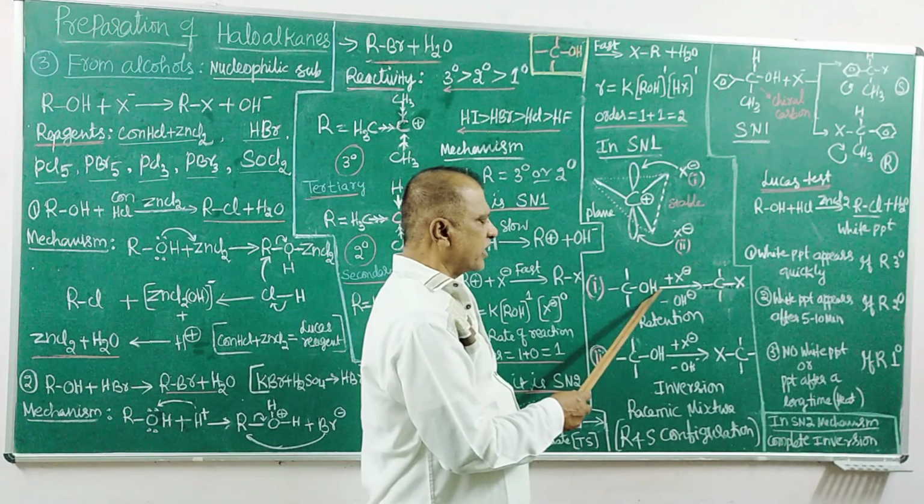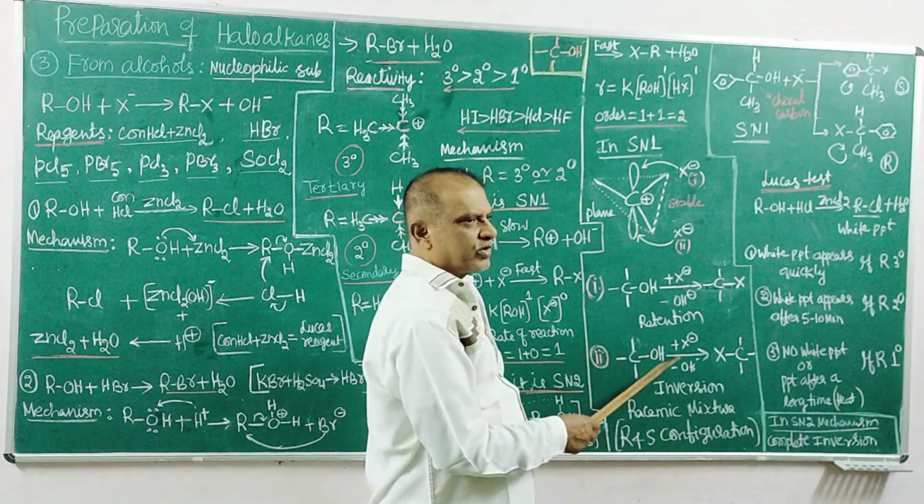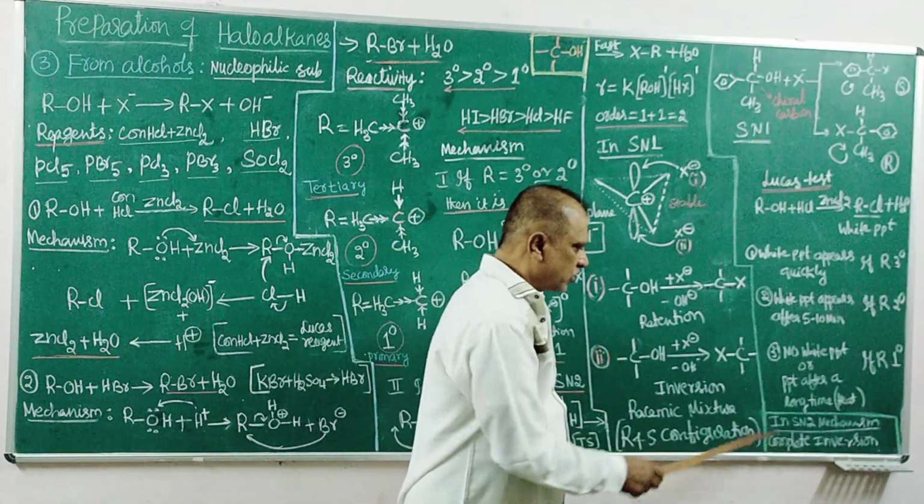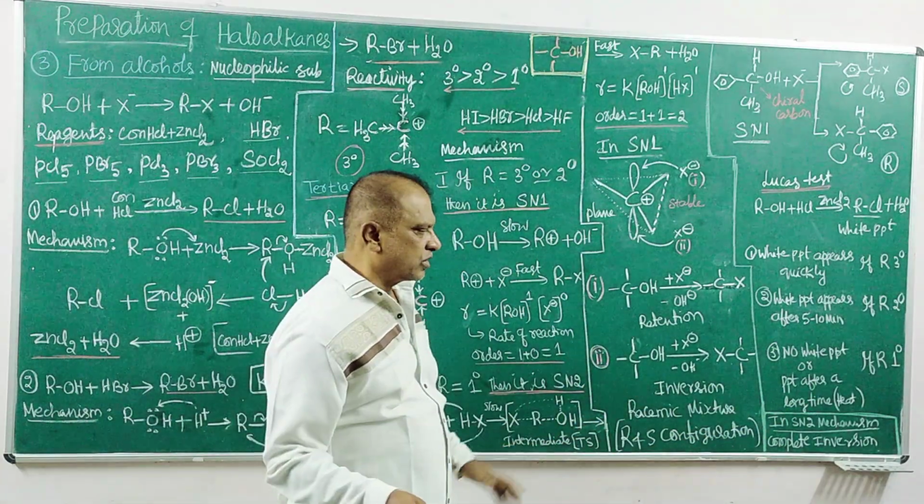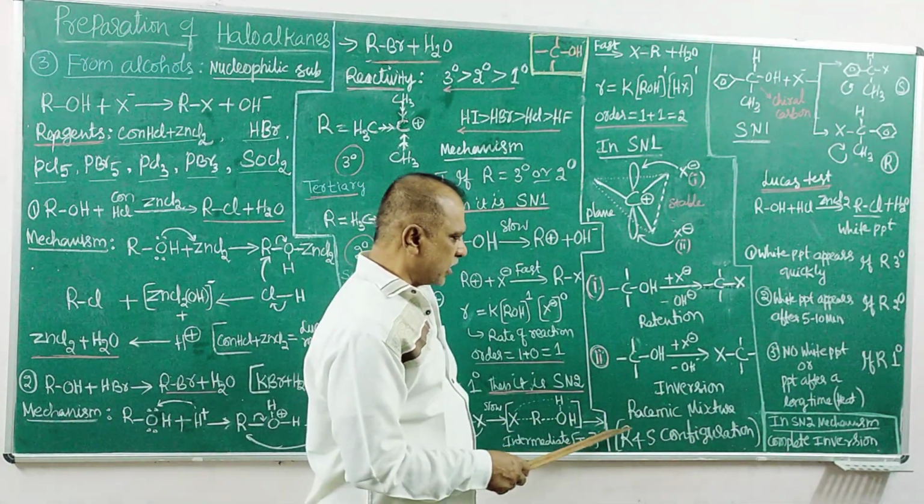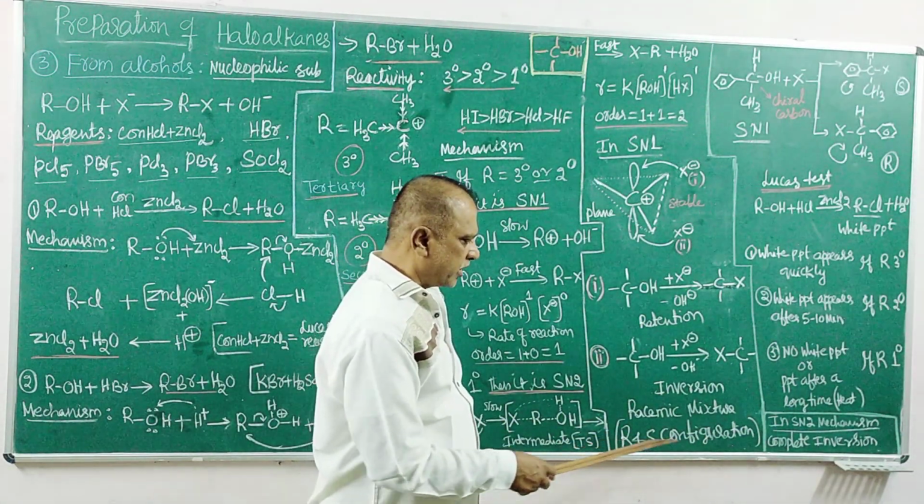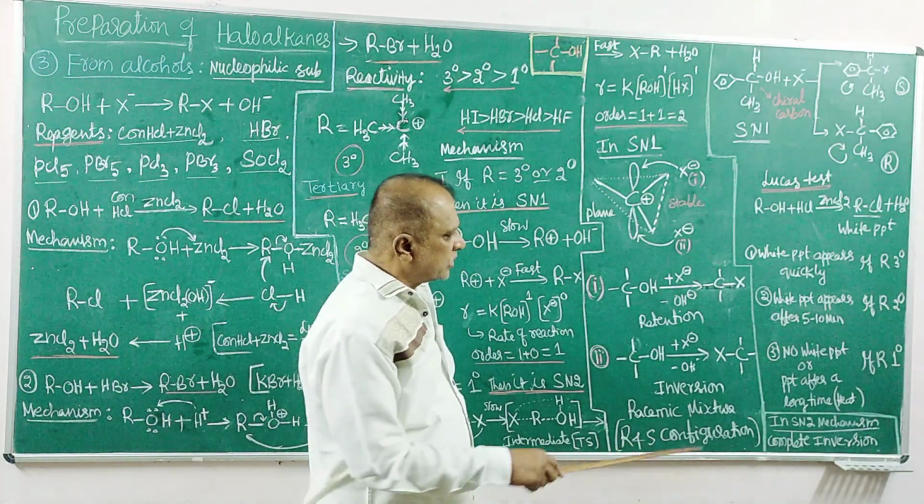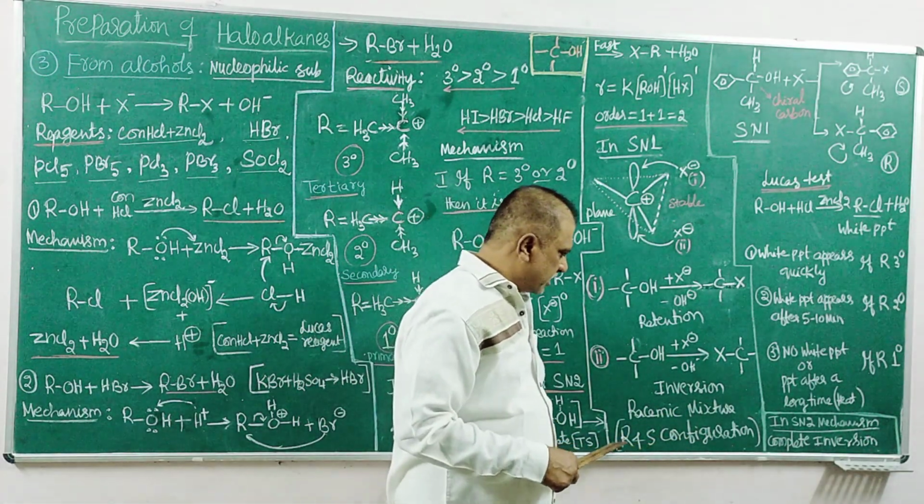50% of the same configuration, 50% of the reverse configuration. In SN2, complete inversion. That is, if the alcohol is R, the halide is S, and vice versa. So let us see what R and S configuration are.